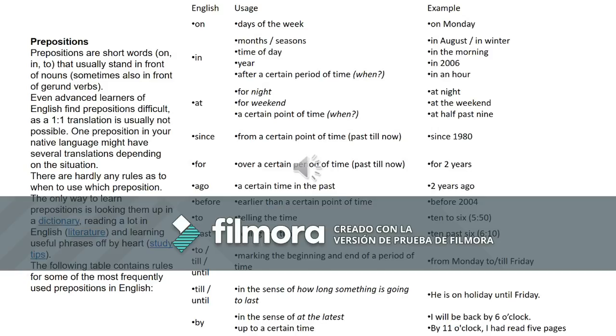2. Till, until. Marking the beginning and the end of a period of time, from Monday to or till Friday. Till, until. In this sense, how long sometimes is going to last. He is on holiday until Friday. By, in the sense of the latest up to a certain time. I'll be back by 6 o'clock. By 11 o'clock, I had read 5 pages.